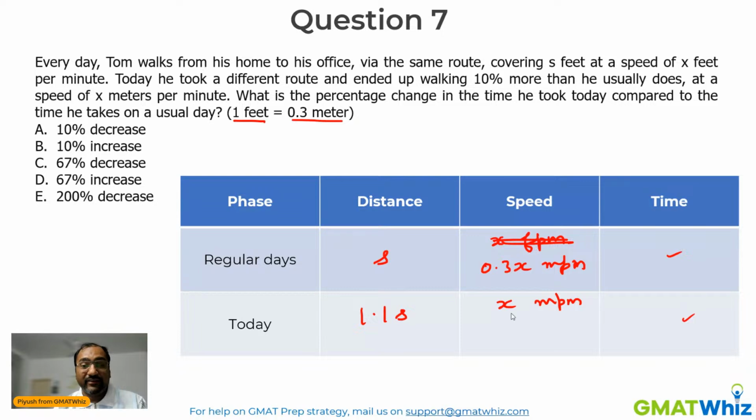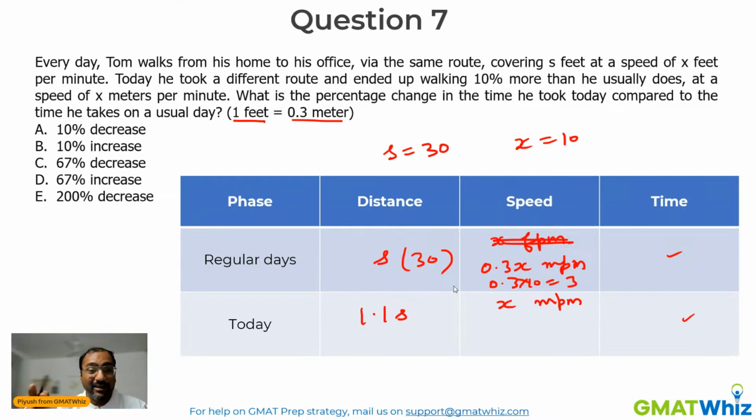For example, if I have to pick a value, I can pick x equal to 10 basically, and I can pick s equal to 30 for that matter. Okay, I can do that. So if I pick that, this is 30. This becomes 0.3 multiplied by 10, which is 3. Now, you might think, why is Piyush taking 30 and 10? I'm taking those numbers which will get me integers across the board. Okay, that's what I'm trying to take.